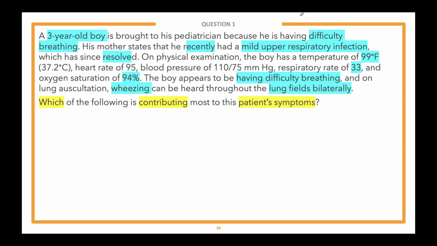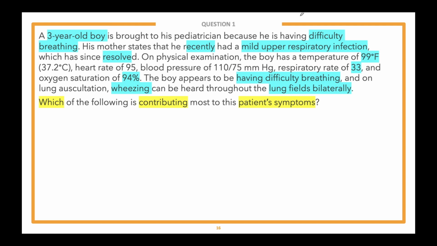They then also gave us some important temporal relationships. Recently had a mild upper respiratory infection. They give us some vitals, some physical exam findings. We can tell this is a little bit respiratory focused. So it's important to make note of those respiratory signs and symptoms and clues in the vignette, which is what we've done there. So then they're asking us what is contributing to the patient's symptoms, okay?